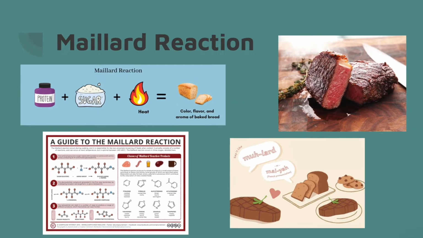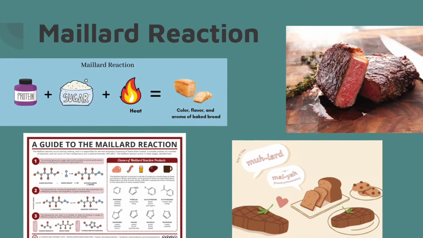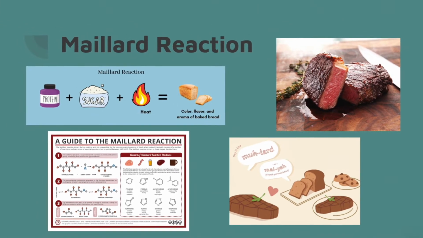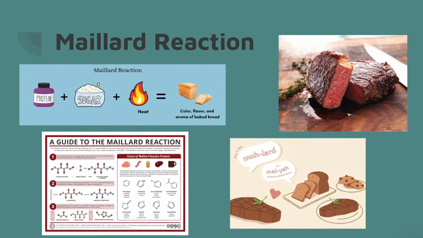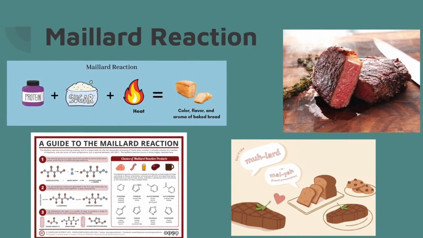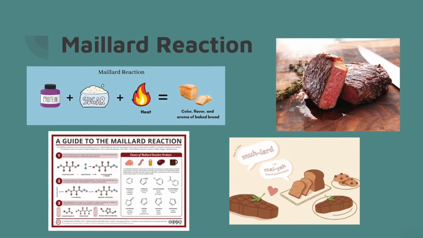Next is the Maillard reaction. It's a form of non-enzymatic browning that occurs in food when protein and/or amino acids chemically react with carbohydrates of reducing sugars. This reaction produces fresh aromas and flavors. The Maillard reaction is caused when foods are heated.